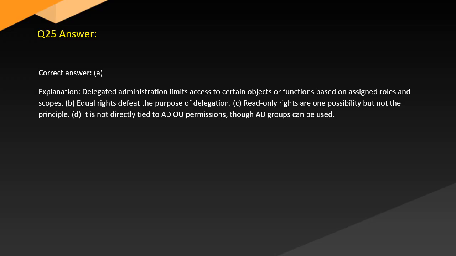Answer. Correct answer A. Explanation. Delegated administration limits access to certain objects or functions based on assigned roles and scopes. B. Equal rights defeat the purpose of delegation. C. Read-only rights are one possibility but not the principle. D. It is not directly tied to AD permissions, though AD groups can be used.